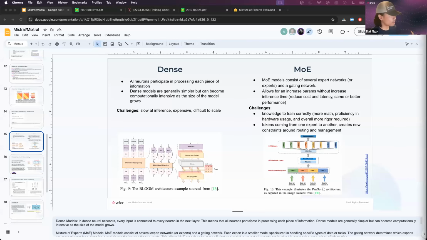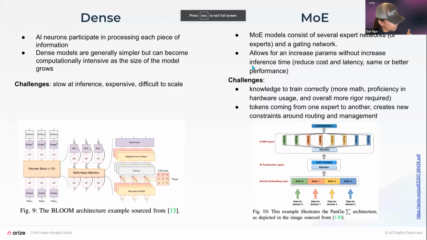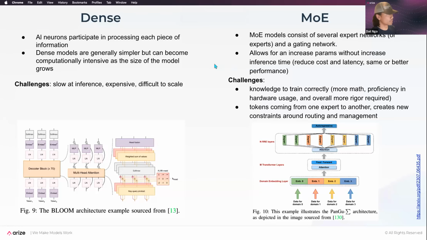I think SWA, GQA, and maybe BPE are smaller decisions that you can make in terms of LLM architecture. But let's go through a big one, and this is dense versus mixture of experts. So what's the difference between dense and mixture of experts?